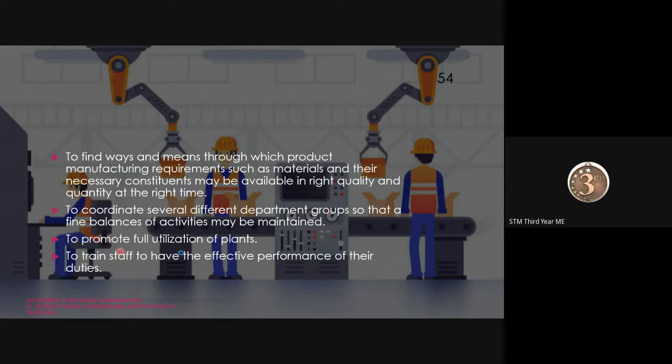Then the fifth point, to promote a full utilization of plants. So there must not be any section or any department inside the plant that is at a standstill. So it must not be having a wastage of time, or the machine or the particular department must always be functioning at that particular time. So that is what is known as full utilization of plant.